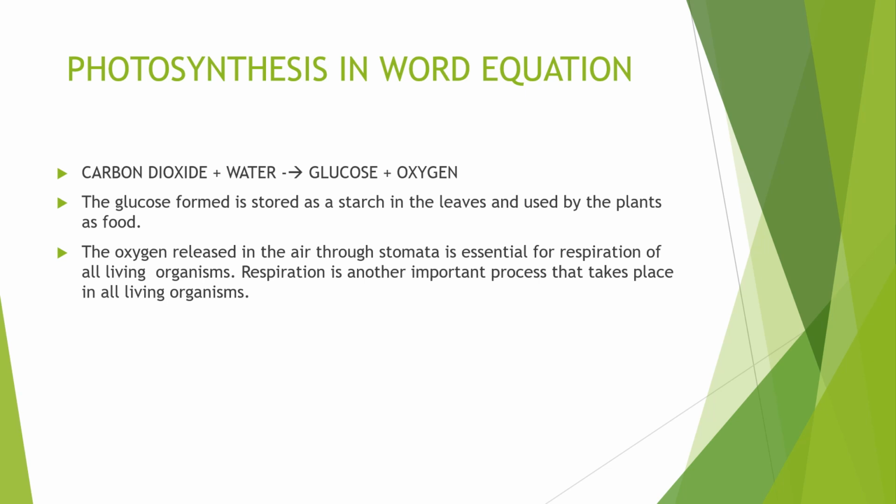The energy from the sunlight is trapped by the chlorophyll pigments which are present in the chloroplast and used to combine carbon dioxide with water to form glucose. In the whole process, oxygen is released as a byproduct. So what is the word equation of photosynthesis? Carbon dioxide plus water will give you glucose plus oxygen. So here you can see oxygen is released as a byproduct.